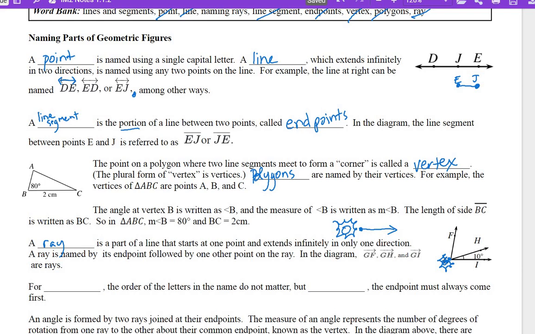For naming rays, for lines and segments, order of the letters in the name doesn't matter. But for rays, when we're naming rays, we always have to start with the endpoint.